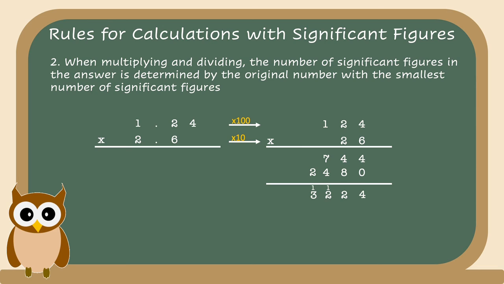Finally, we have to remember that the original number was multiplied by 1000 to simplify calculations. So now we just divide by 1000 to get the original answer. And this gives us 3.224. Now, as the original number 2.6 had only 2 significant figures, the answer must only have 2 significant figures. Therefore, we round down to 3.2.